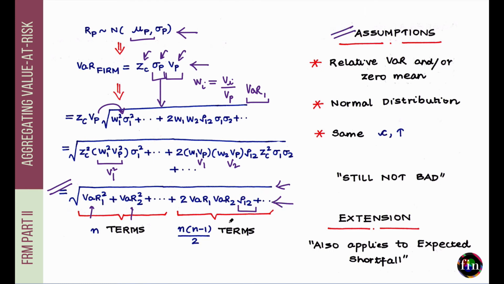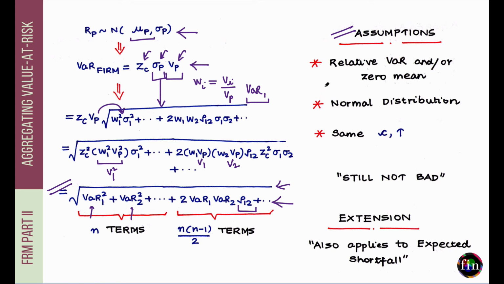So the attractiveness of this formula is that you don't have to really generate a firm-wide distribution to work out this number. You can let the individual businesses work out their respective VaR numbers, and then you can just combine these numbers using this formula to arrive at the VaR for the entire firm.